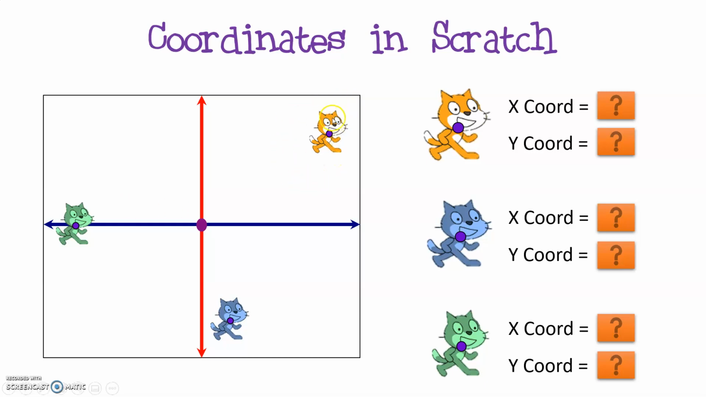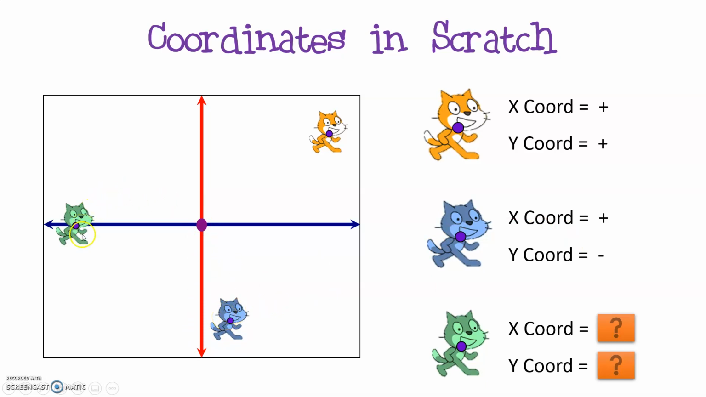Okay, so let's start off with this orange cat. He is in the positive side of the x-axis, which means his x-coordinate is going to be positive, and he's in the positive side of the y-axis, which means his y-coordinate is going to be positive. Okay, have a think yourself for a wee second about the blue cat and decide whether you think his x-coordinate or his y-coordinate would be positive or negative. Okay, the answer is this is the positive side of the x-axis, so his x-coordinate is going to be positive, but this is the negative side, the bottom side, of the y-axis, so his y-coordinate is negative.